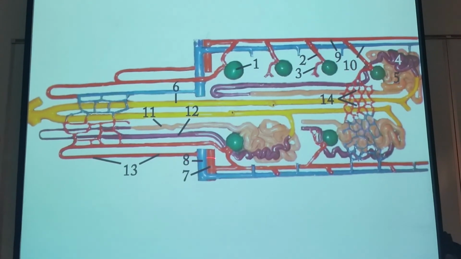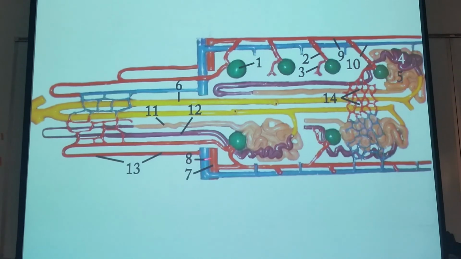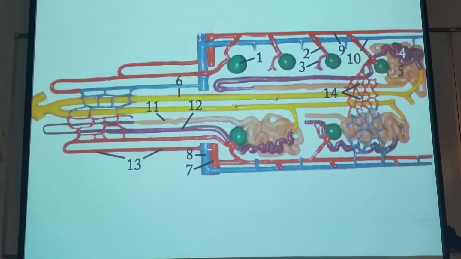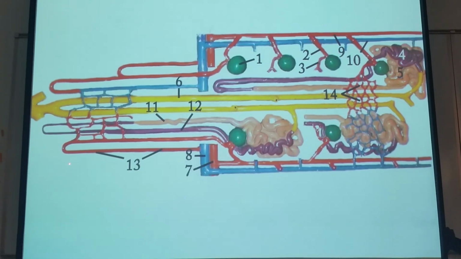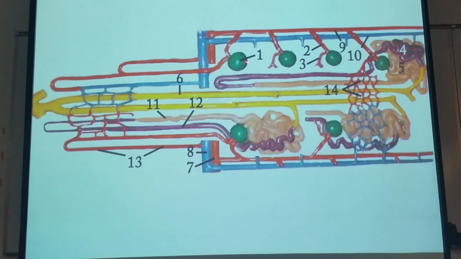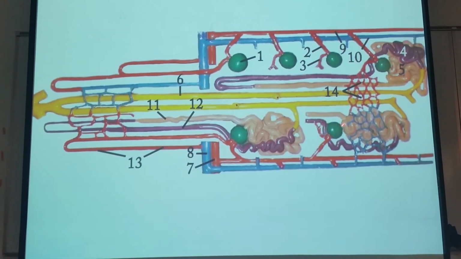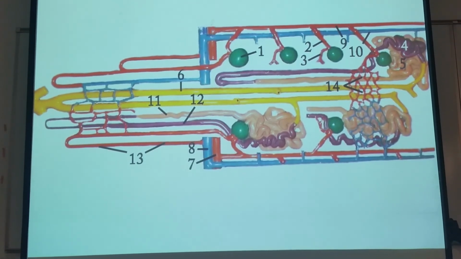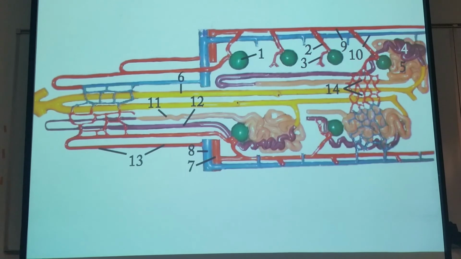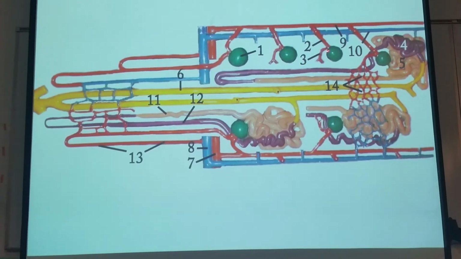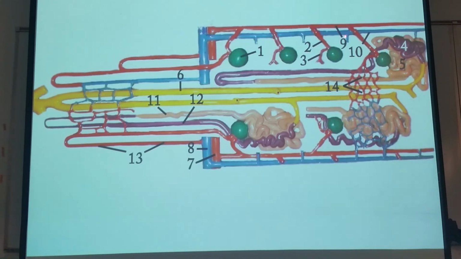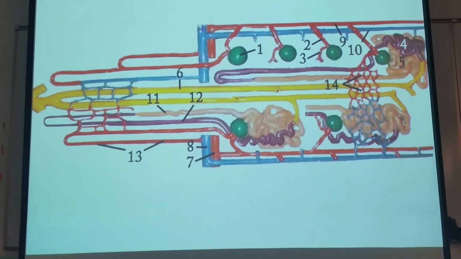My landmark is 7 and 8. Those are my arcuate vessels, artery and vein. So on this side of it is cortex, and on this side of it is the medulla. So, number one, any of the green balls, call it Bowman's capsule or the renal corpuscle. You can't see the glomerulus. Number 2 is afferent arteriole, 3 is efferent, 9 and 10 are the interlobular artery and vein.